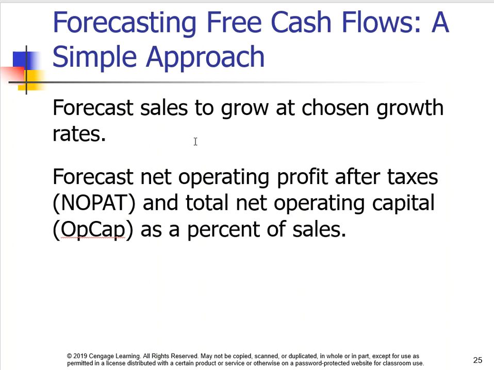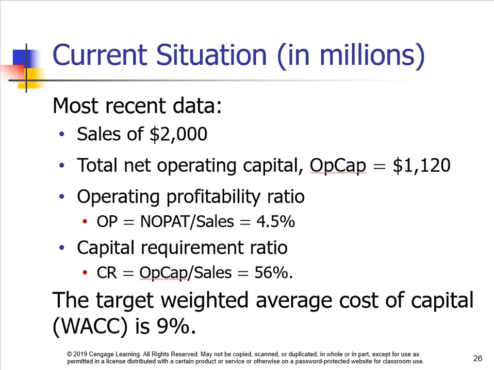So, simple approach, forecast sales. Okay, so we had free cash flows. So we're going back a step and saying, how do we get to free cash flows? So a very simple approach is to say, forecast your sales at whatever growth rate you think sales are going to grow, and then go straight from sales to NOPAT. So what percentage of sales is NOPAT historically? So it all depends on the sales forecast. So forecast your sales at whatever the right growth rates are, forecast NOPAT at whatever historical percentage NOPAT is of sales, and forecast total net operating capital as whatever the historic percentage of sales net operating capital is.